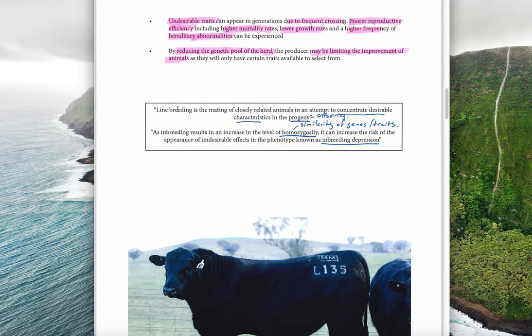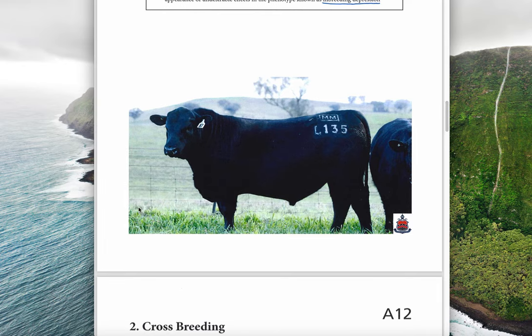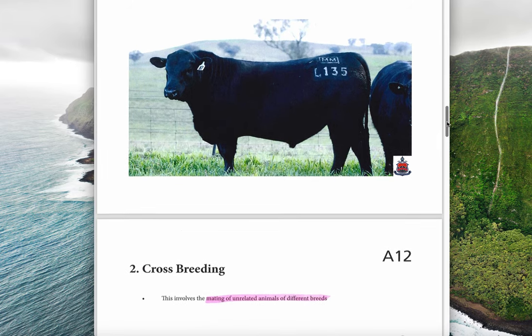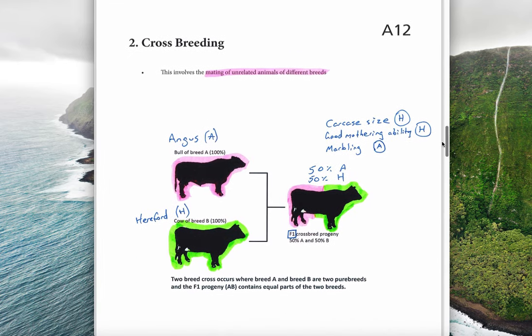So these quotes here: line breeding is the mating of closely related animals in an attempt to concentrate desirable characteristics in its progeny, which just means offspring. And inbreeding results in an increase in the level of homozygosity, which just means similarity of genetic traits. It can increase the risk of appearance of undesirable effects in the phenotype, what actually occurs, known as inbreeding depression. This is an example of a male animal from Millamurra, which we went to on excursion, an Angus animal that is very good quality, which may have been line bred potentially.